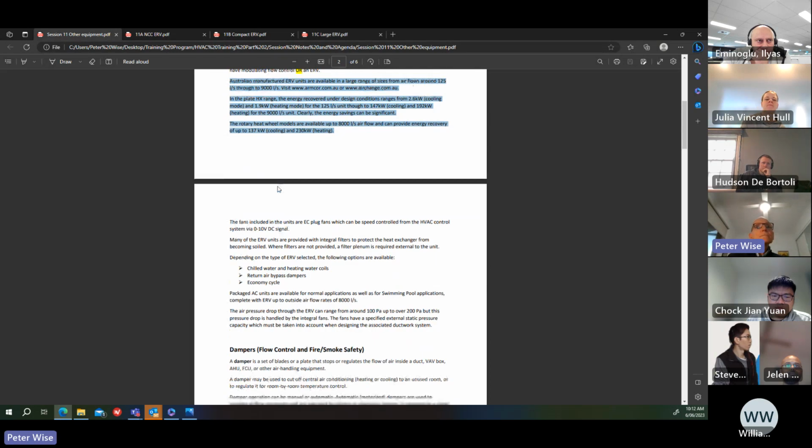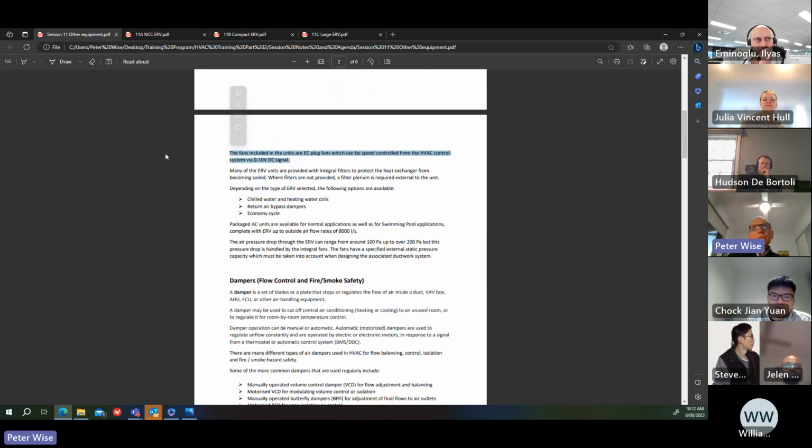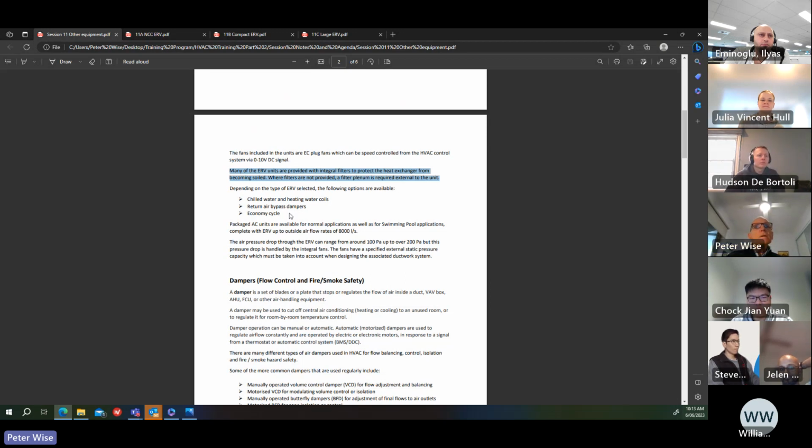The fans included in the ERV units are EC plug fans, which can be speed controlled from the HVAC control system via a 0 to 10 volt signal. Some of the bigger units are provided with integral filters to protect the heat exchanger from becoming soiled. So when the outside air is coming in, it's going to bring dust with it. So filters are necessary on the outside air at least to keep the heat exchanger clean. If the filters aren't provided, a filter plenum is required, external to the unit.